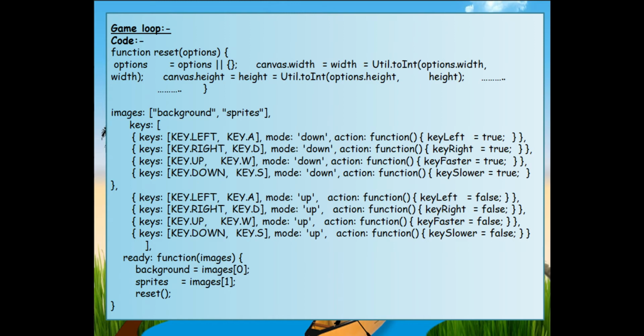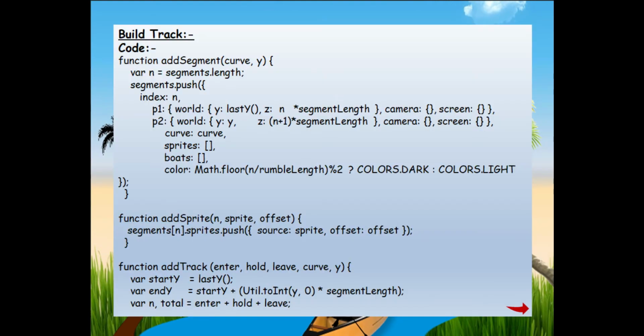The function of images is to store two external images, that is sprite and background, in an array format. The function of keys is to define the keyboard keys for controlling the gaming functions. And the function of ready is to print the images stored in the GUI. Here we have the code for the build of track. Here the function add track is used to define and describe the track.